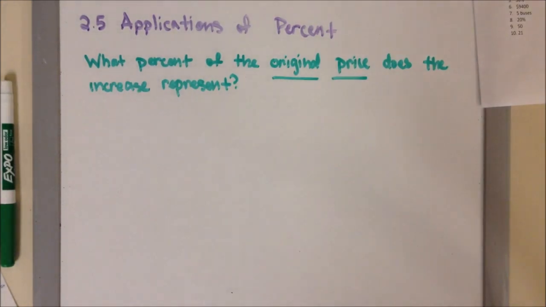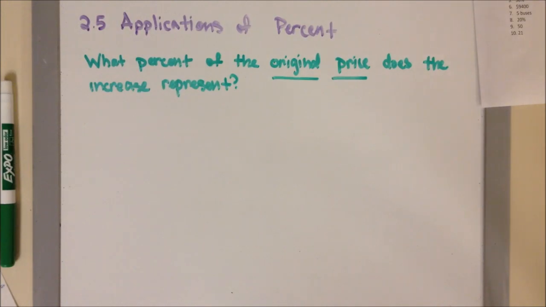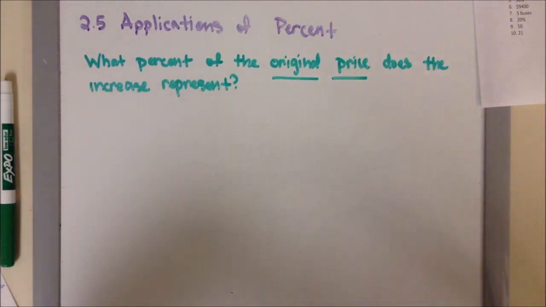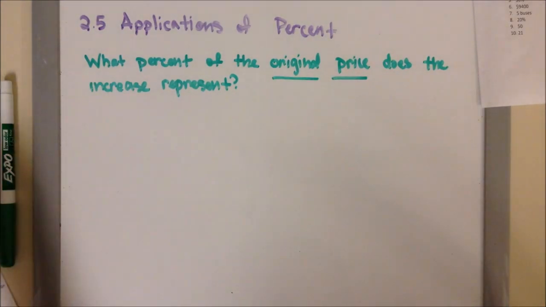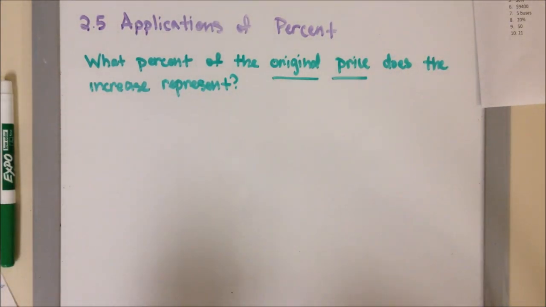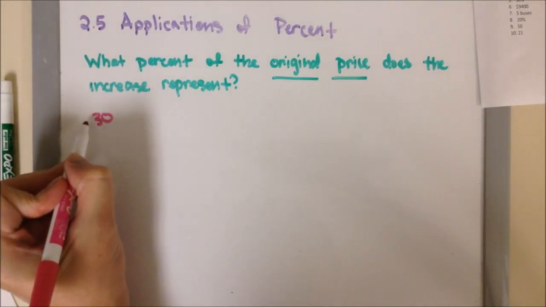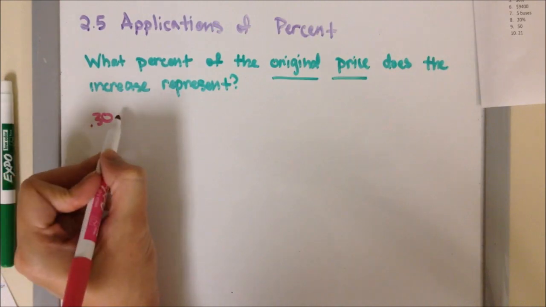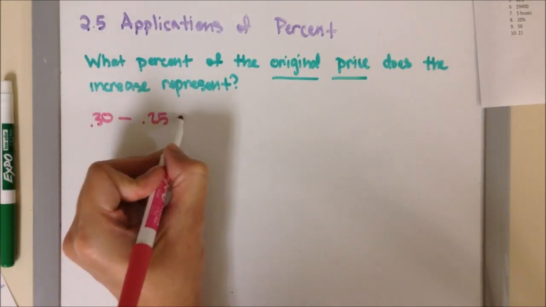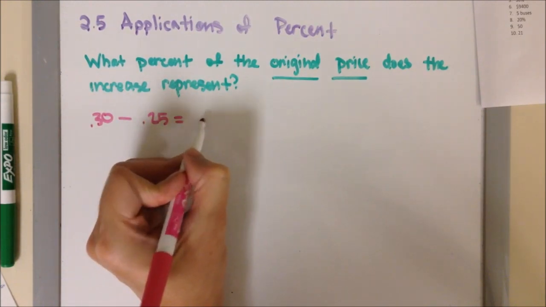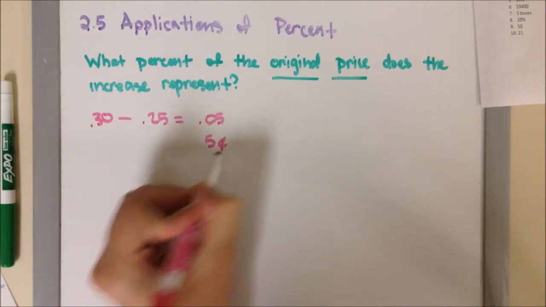So the word problem asks what percent of the original price does the increase represent? It says that it went from 25 cents and increased to 30 cents. So let's talk about that. The difference between 30 cents, or 0.30, is equal to 0.05, or 5 cents.